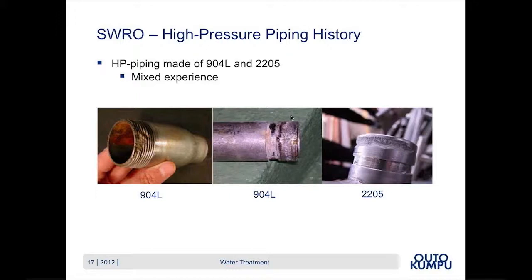On the left, the 904L from a plant in the Middle East, and in the center, a plant on the Canary Islands, also 904L, and then Australia. Some of you involved in the seawater reverse osmosis process will have heard of the failure of 2205 at a plant in Australia. Concrete evidence that 2205 is not suitable for full-strength seawater.